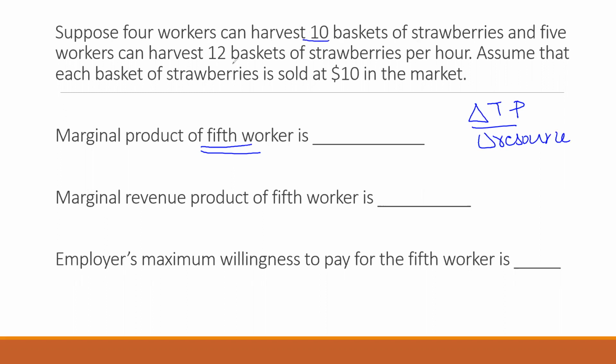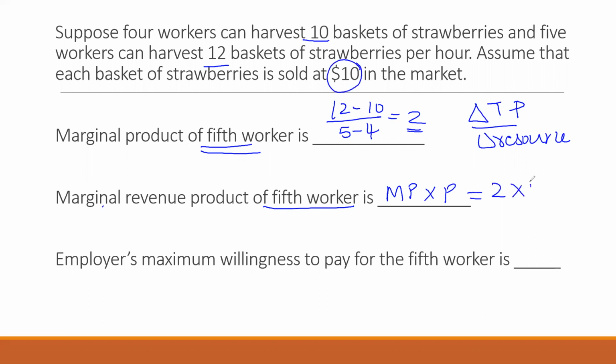It's going from 10 to 12, so I can write 12 minus 10. Of course, in the denominator, it's always going to be 1, at least for this class. So the marginal product here is an additional 2 baskets of strawberries. For the marginal revenue product of the fifth worker, I take marginal product times the price of the product. The price of the product is $10, so it's 2 times 10, which gives us $20. So for hiring the fifth worker, the employer can realize 20 extra dollars of revenue.